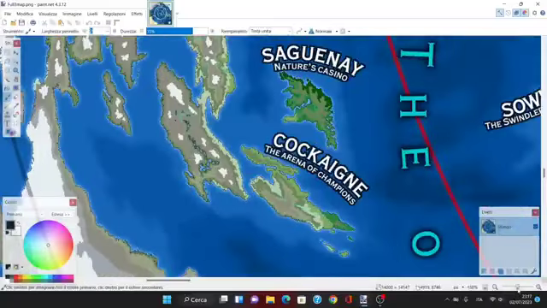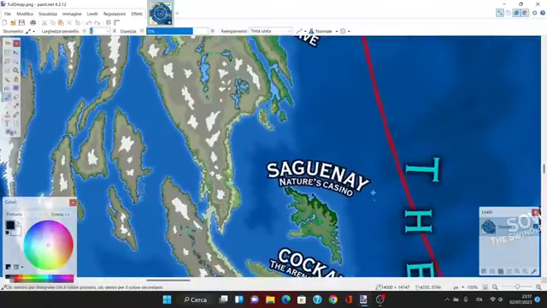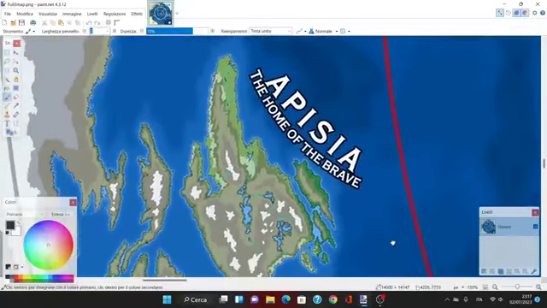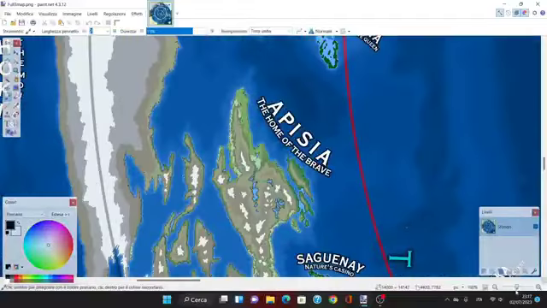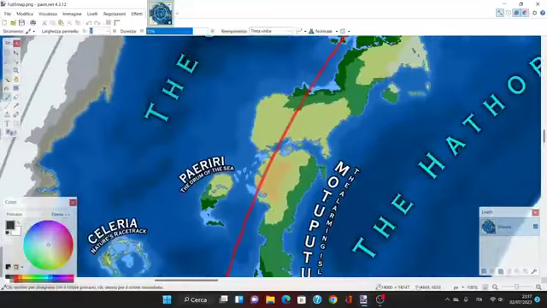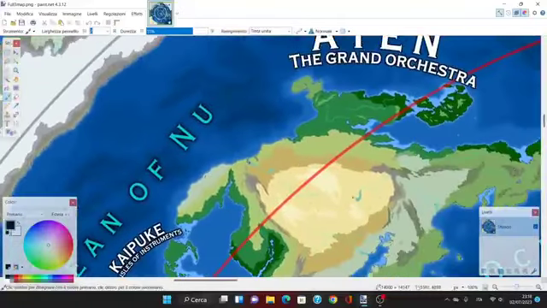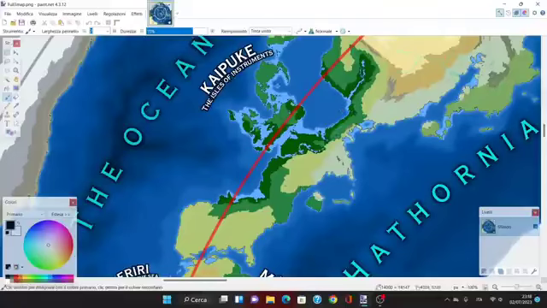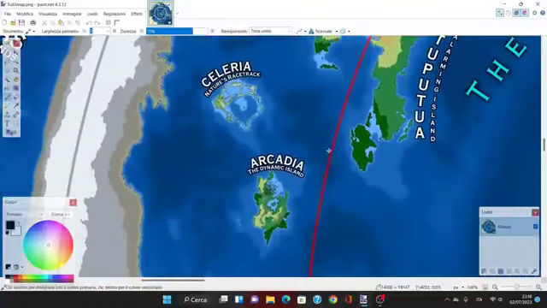Then we have places like Cocaine, the Arena of Champions, Saguenay, Nature's Casino, all places we don't really know much about, and were briefly discussed on the original map, but we didn't really dwell on them so far. Then Apisia, the home of the brave. We did talk about a lot of these ones, like the Motuputua, Pupeiriri, and of course Aten, the Grand Orchestra, and the different races of beings that exist on Aten, or Kaipuke, the Isles of the Instruments. But then we have places that we didn't really mention, like Arcadia, the Dynamic Islands, and then Celeria, Nature's Racetrack.